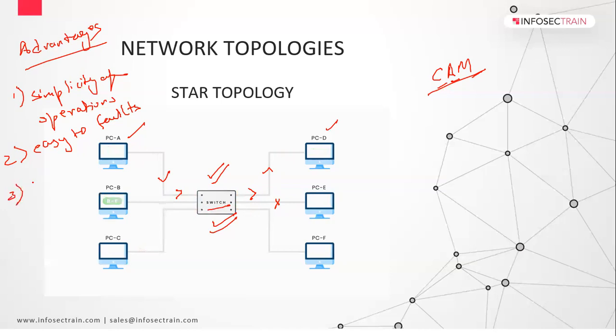Then the third advantage is that there is more security. The analysis of traffic is easy. As we can see, when PCA is sending some data, that data reaches only the intended device, not the others. So that's why we are saying this has more security as compared to other topologies, like the bus topology we discussed, right? Now, what are the disadvantages?